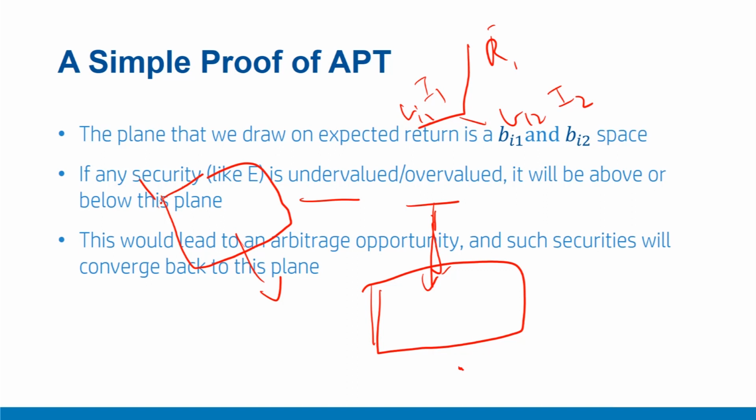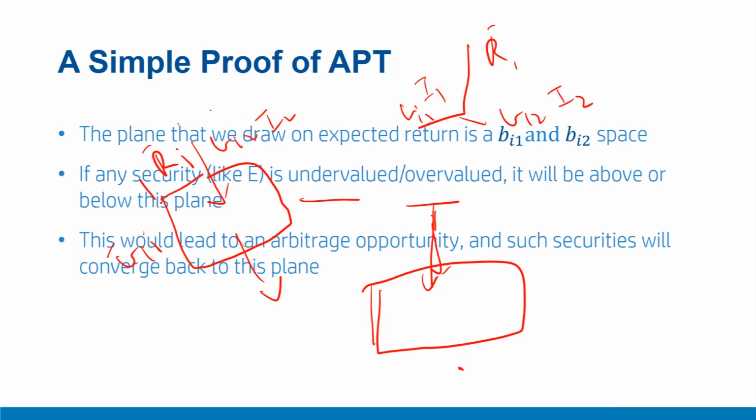What are these axes? These axes are the expected return axis Ri bar, BI1, the sensitivity towards index I1, and BI2, the sensitivity of the security towards index I2. By arbitrage argument or law of one price, if a security is mispriced and not on this plane, whether up or down, it will be driven towards this plane by arbitrage trading activity.